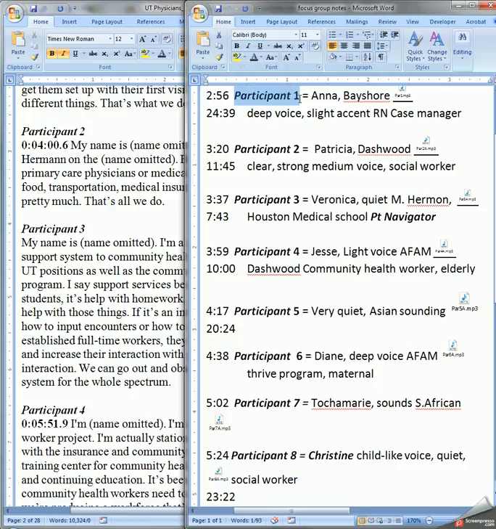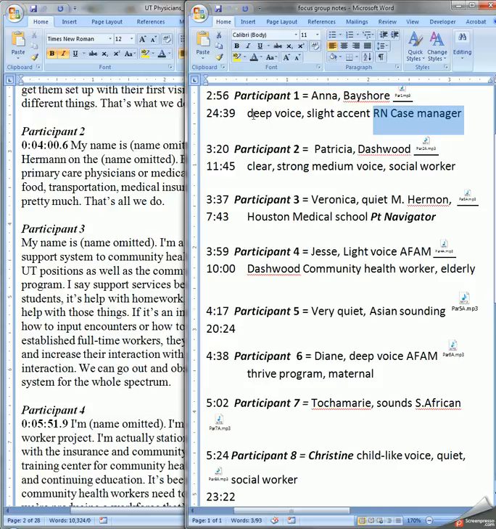I mark which participant they are, if they listed their name, and sometimes if they've listed what kind of a job they have or something like that, because that can help as they're talking, because they might reference "in this office" or something like that.